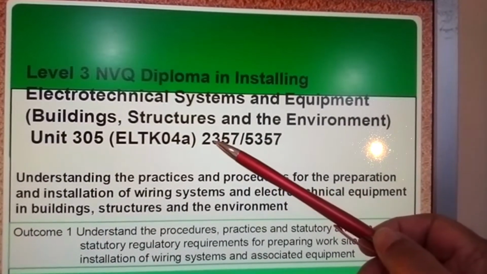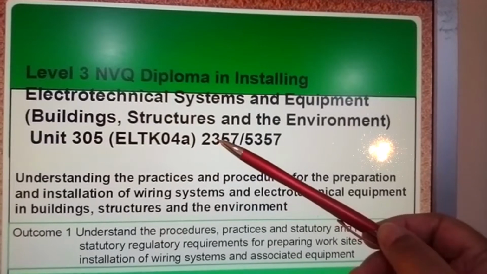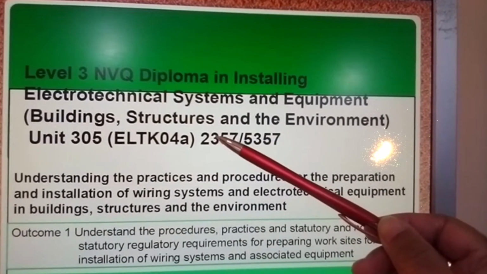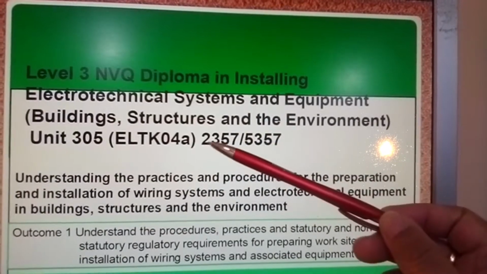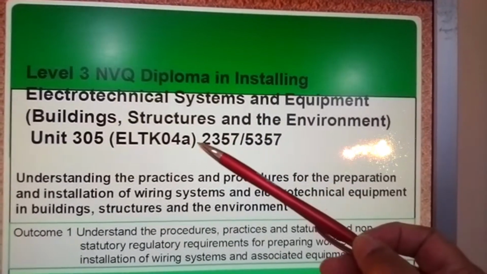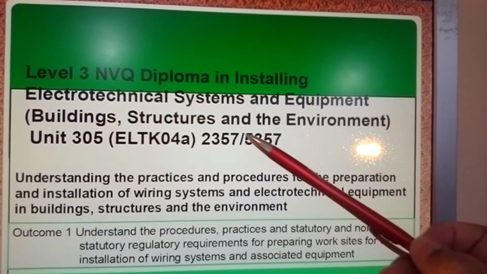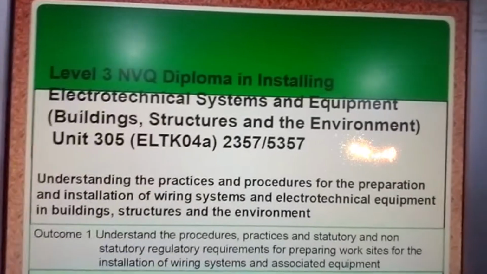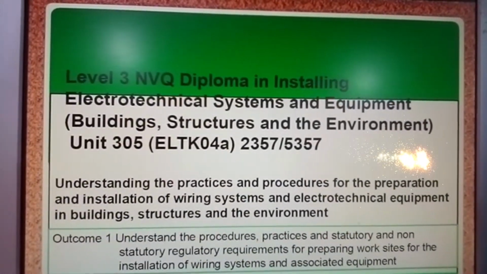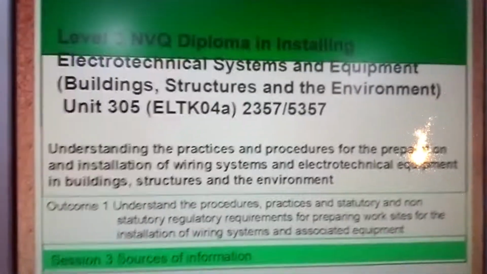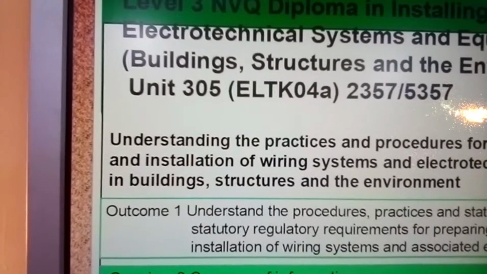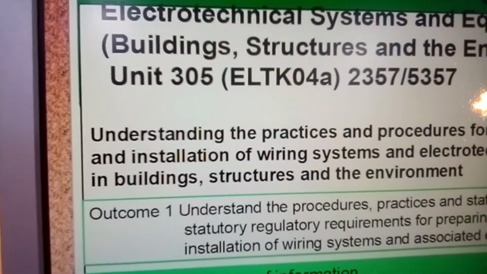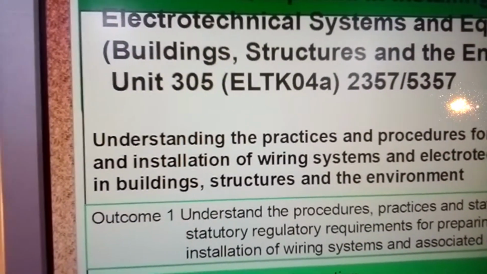Now, when I look at the 5357, there's some information which seems to have been left out that was in the 2357. But I'm going to provide you with all the information anyway. You extract it and use it as you see fit, okay? And again, here's where we are, okay? Session 3, sources of information.